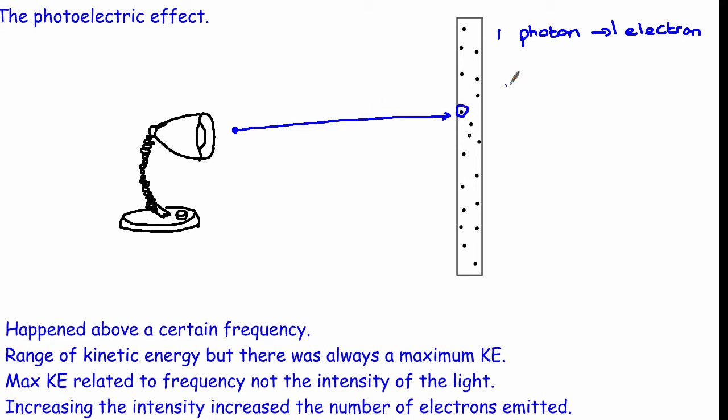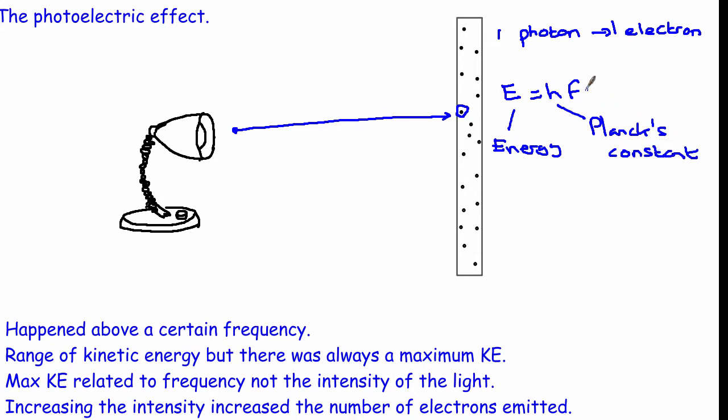And we know from what we've seen before, and we've seen this in a previous video, that the energy of a photon, E, is equal to hf. So the energy of our photon is equal to Planck's constant, which you can look up in your data sheet, multiplied by the frequency of the light.